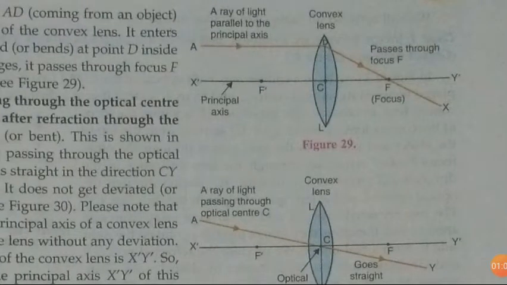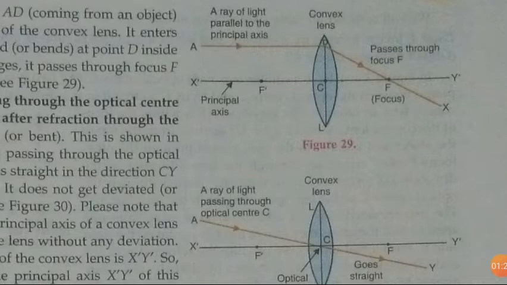Here you can see at the center C is written, that C is the optical center. On the left hand side you can see on the principal axis F dash is there, and on the right hand side F is there. F is the principal focus, F dash is the secondary focus. What is principal focus and secondary focus?